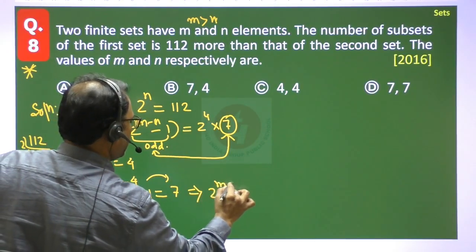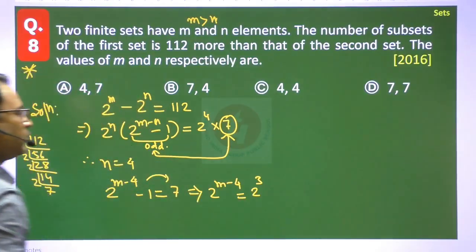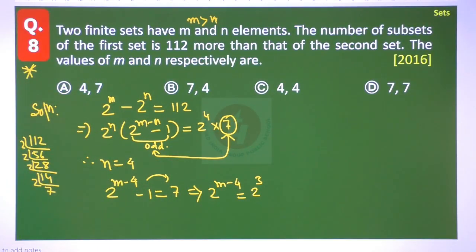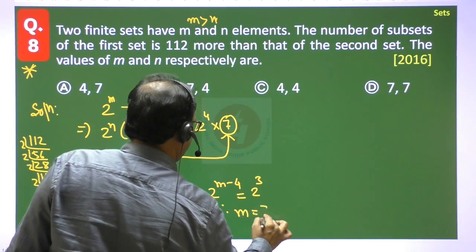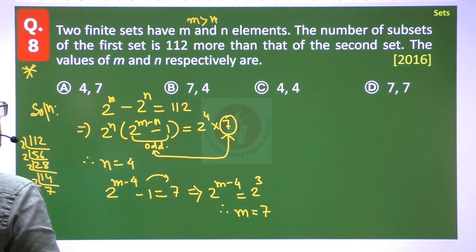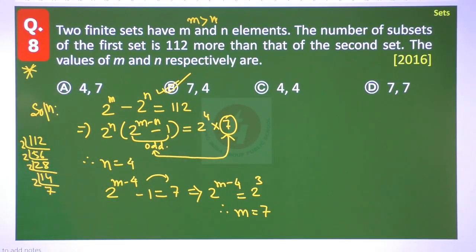2 to the power m minus 4 is equal to 7 plus 1, 8, which is 2 to the power 3. So m minus 4 equal to 3, therefore m equal to 7. So m is 7, n is 4. Option B is the correct option. Okay, now.